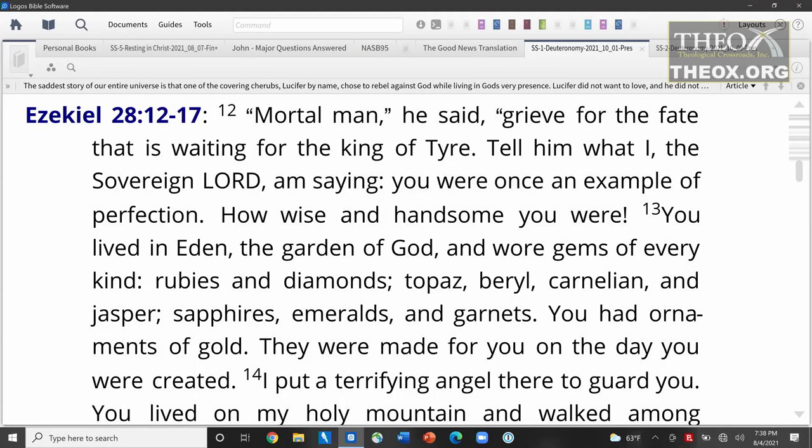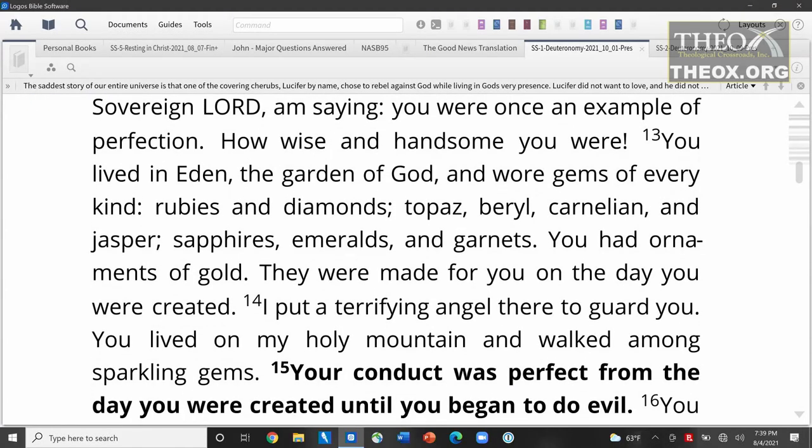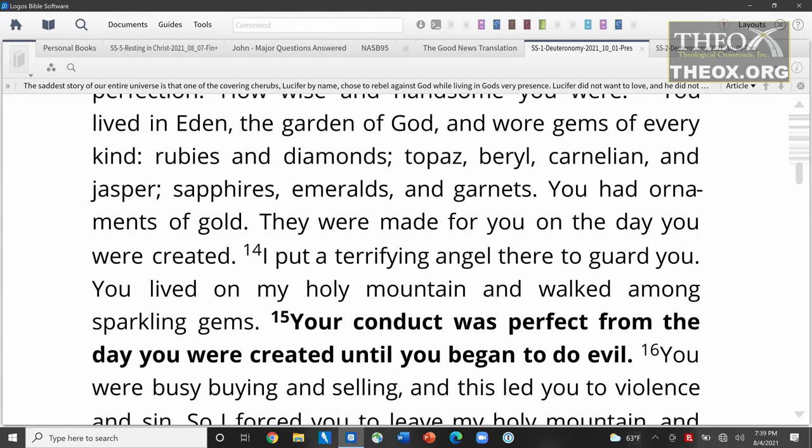Okay, then from Ezekiel 28, verses 12 to 17. Mortal man, he said, grieve for the fate that is waiting for the king of Tyre. Tell him what I, the sovereign Lord, am saying. You were once an example of perfection. How wise and handsome you were. You lived in Eden and the garden of God and wore gems of every kind, rubies and diamonds, topaz, beryl, carnelian, and jasper, sapphires, emeralds, and garnets. You had ornaments of gold. They were made for you on the day you were created.